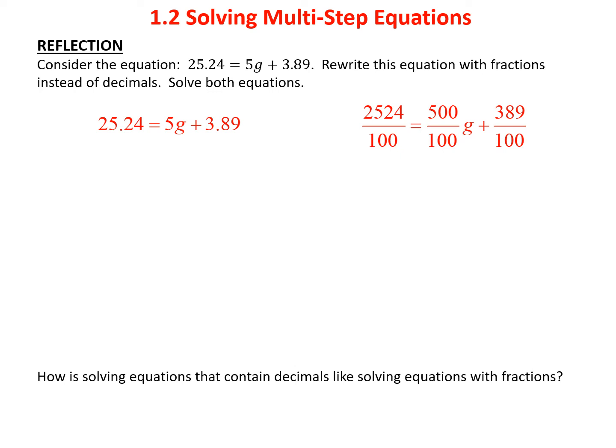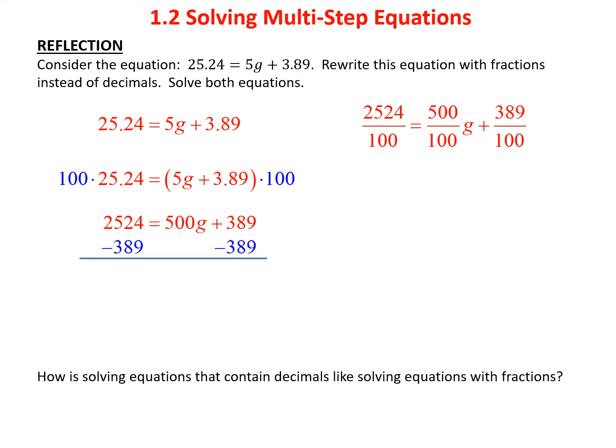Now watch this as we work it. Let's do the decimal first. Because of the decimal point, there's 2 places, so I'm going to multiply this equation by 10 two times, or by 100. So I multiply by 100, and I get 2,524 equals 500g plus 389. So now we have a two-step equation, so let's undo the plus 389 by subtraction. And now let's undo the 500 times g by dividing by 500, and we find out that g equals 4.27.